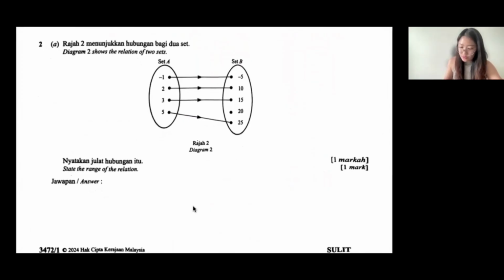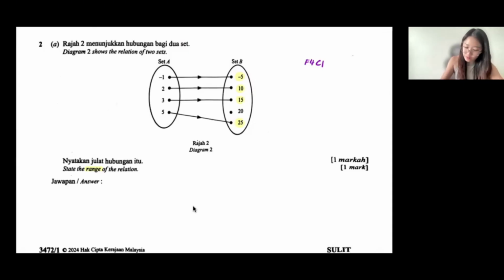Diagram 2 shows the relation of two sets. This is form 4, chapter 1, functions. State the range of the function. Actually, this one you learn in form 2 also. What are the range? Range are numbers on the right-hand side, which is your codomain side. For those numbers that have a line joining to it, that's your range.